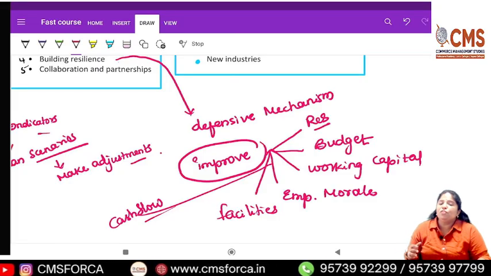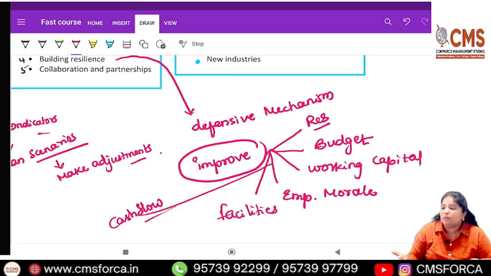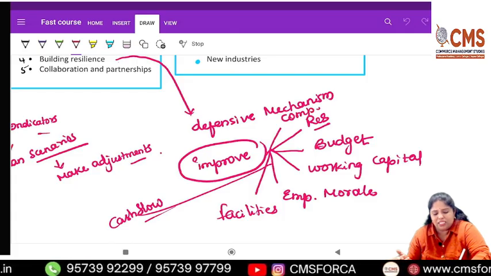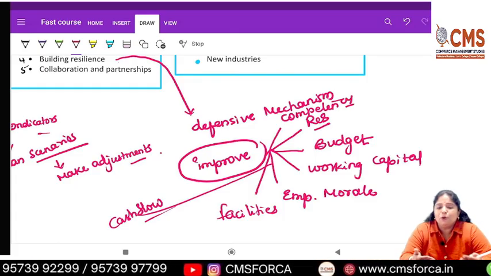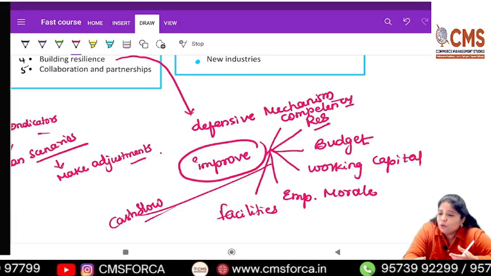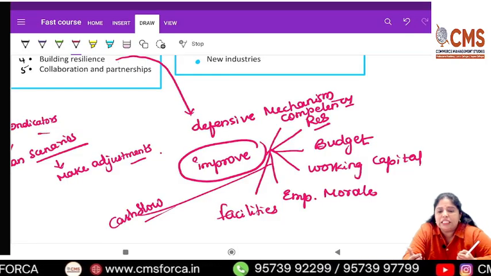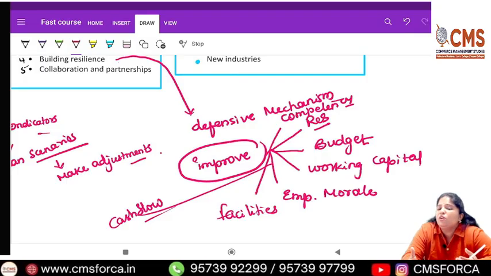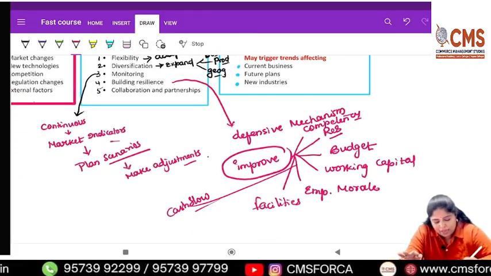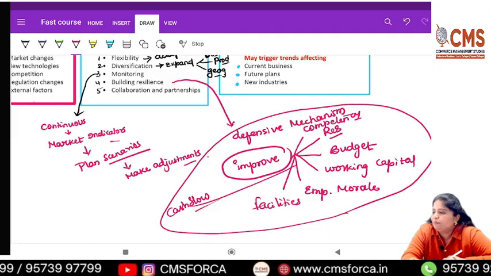Only when you improve your resources, improve your managerial skills, improve your expertise, improve your competency. Can I even write the word competency here? So improve competency, improve facilities, resources, working capital, improve your cash flow, improve your employee morale, improve your leadership skills. This is nothing but your resilience, a defensive mechanism. That's the only way we can build resilience against uncertainty.